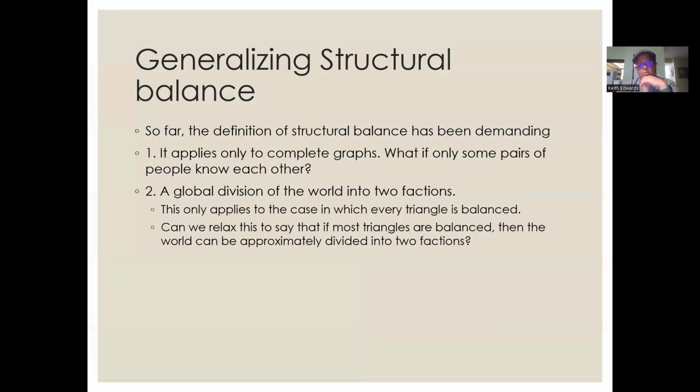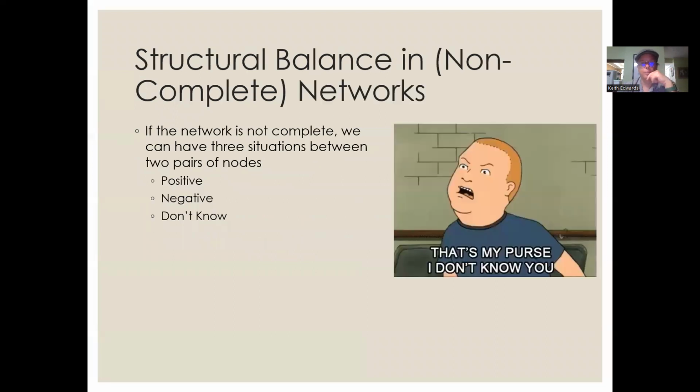So generalizing structural balance a little bit further, it's been pretty demanding to have structural balance. One, it only applies to complete graphs. Now, what if some of the pairs don't know each other? We have an incomplete graph. And we also have this global division of the world into 2 factions. This applies to the case in which every triangle is balanced. Can we relax this to say that if most of the triangles are balanced, then the world can be approximately divided into 2 factions? So here we're looking at if the network is not complete, then we can have 3 situations that are between 2 pairs of nodes: positive, negative, and I don't know you.